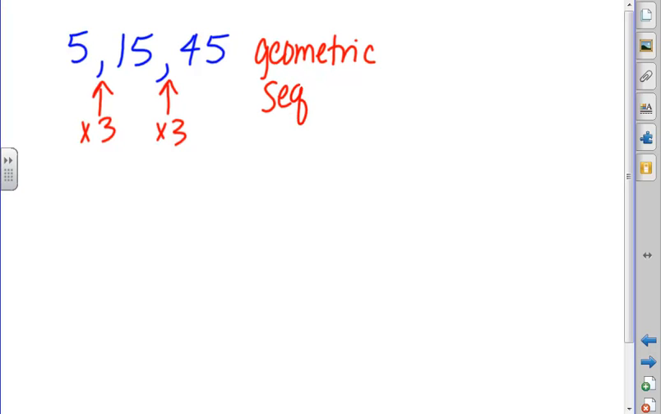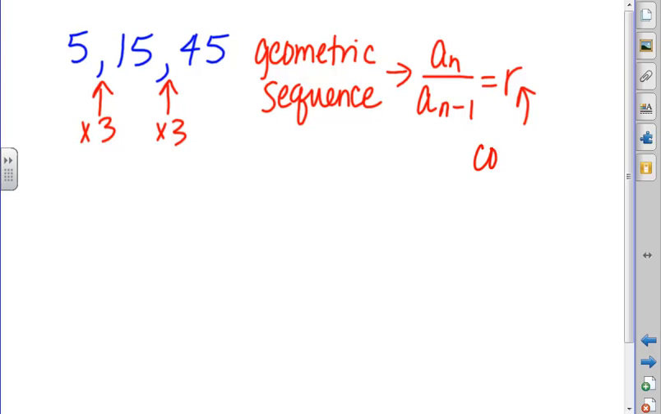So basically a geometric sequence is going to be a sequence that we continuously multiply or divide by the same value. And if we want to figure out what that value is, we take a term and we divide it by the term before it. Say we take the third term, divide it by a sub 3 minus 1, that would be the second term, and that is going to give us what we call r as opposed to d. When we had a common difference, now we have r, and that is called the common ratio.